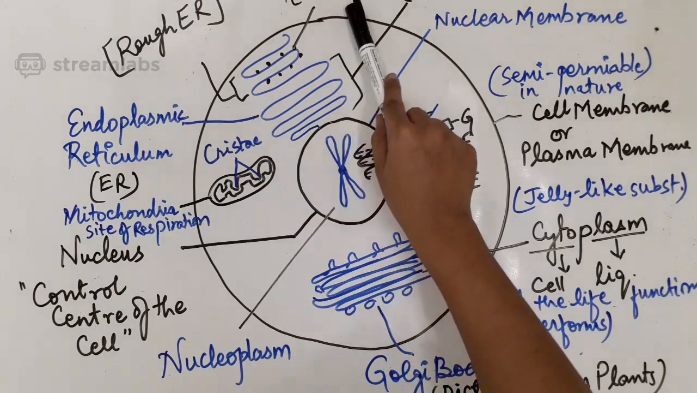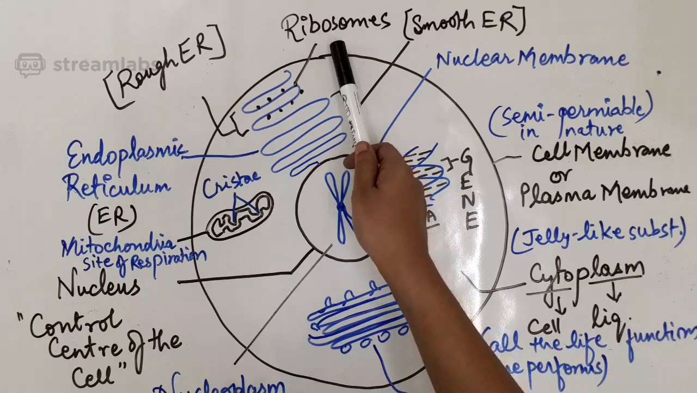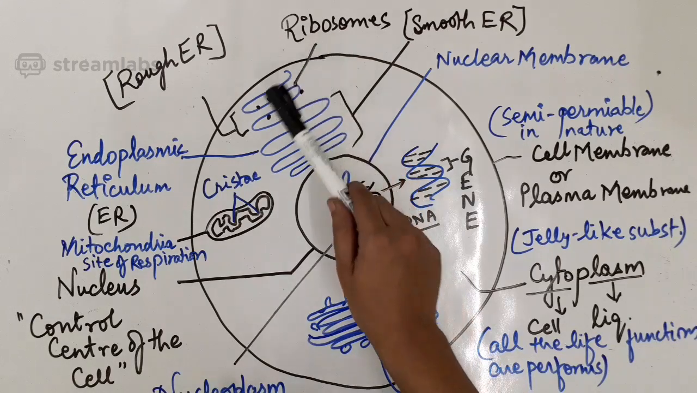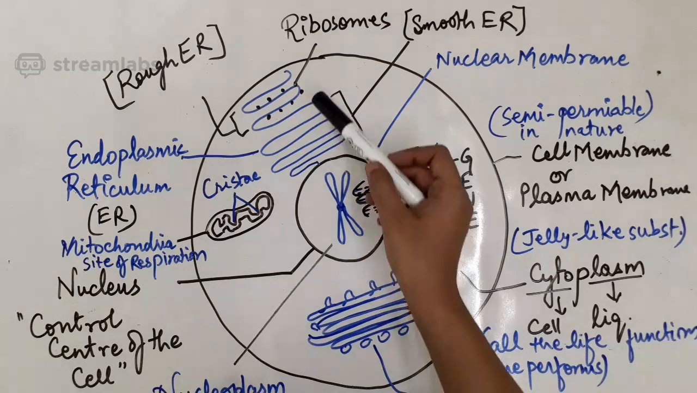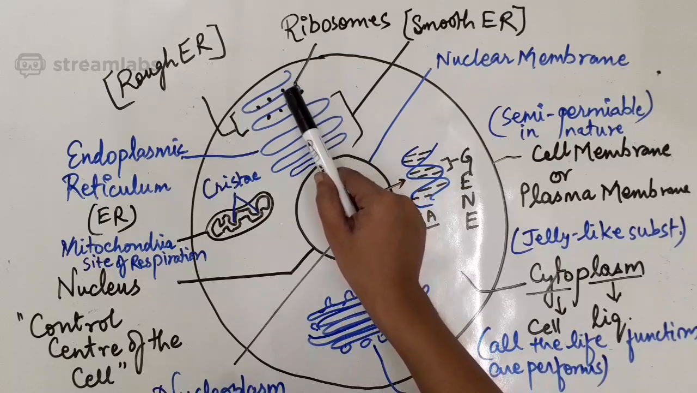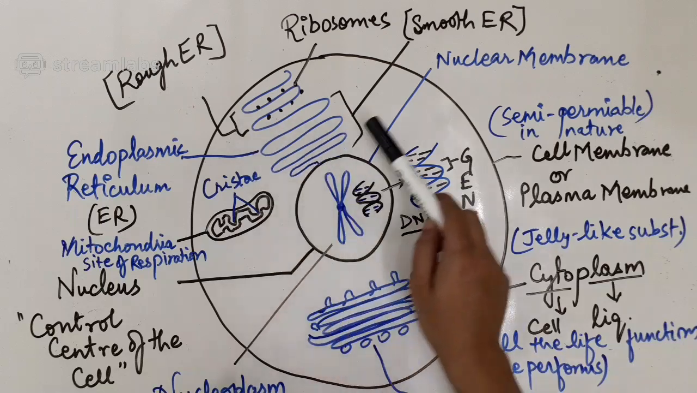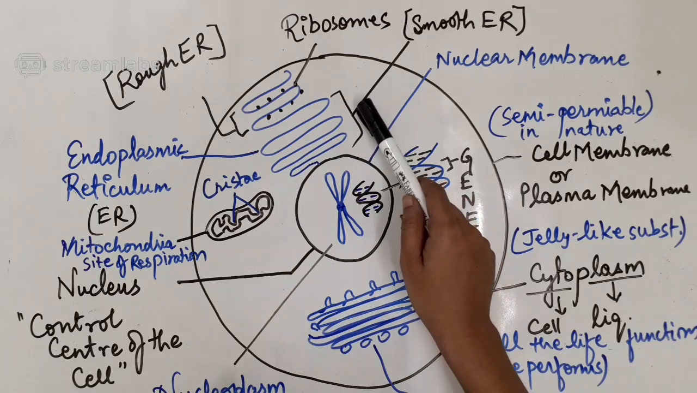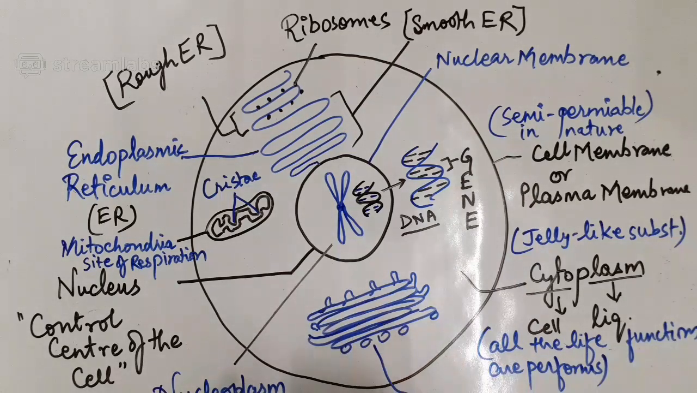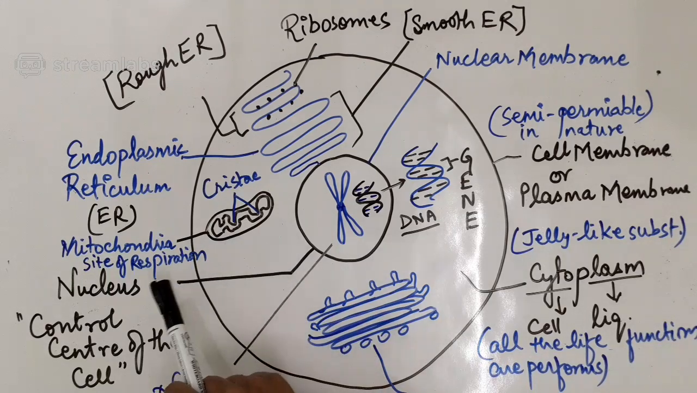The ribosomes are the protein synthesis structures which produce proteins. Every cell is made up of proteins. Ribosomes, when attached to the endoplasmic reticulum, make it the rough endoplasmic reticulum. This portion is called the rough endoplasmic reticulum, and the portion of the endoplasmic reticulum without the ribosomes is called the smooth endoplasmic reticulum. Okay, the mitochondria is called the powerhouse of the cell and also the site of respiration because it provides energy to the cell.